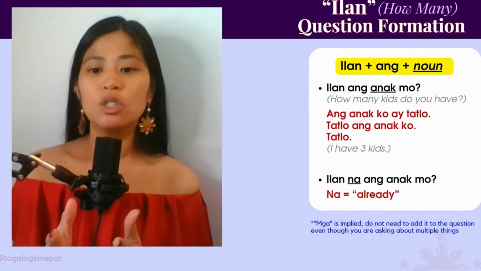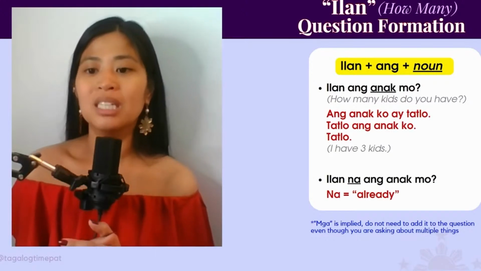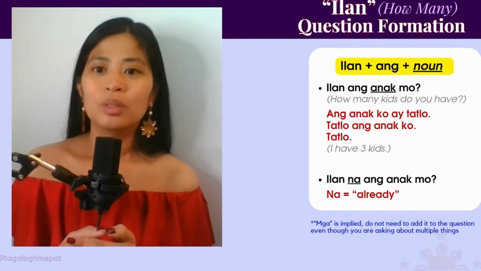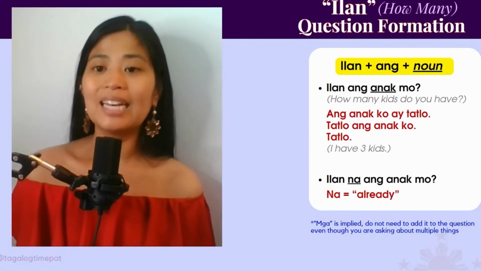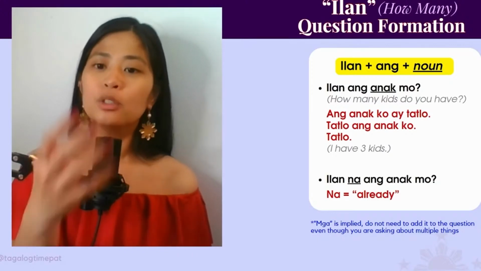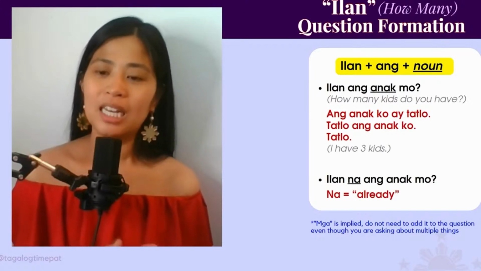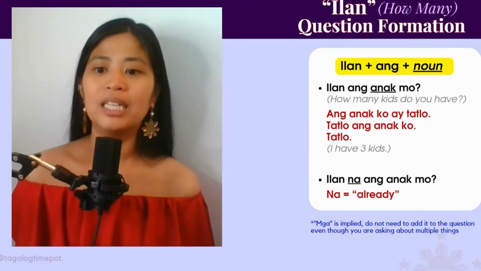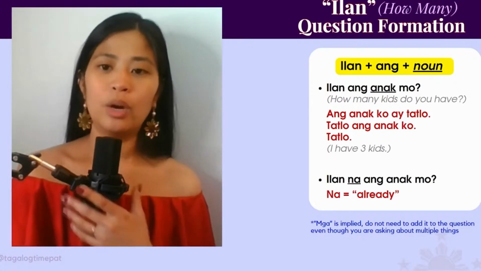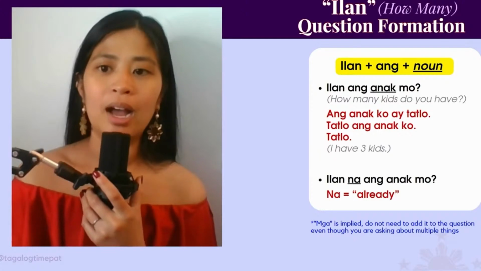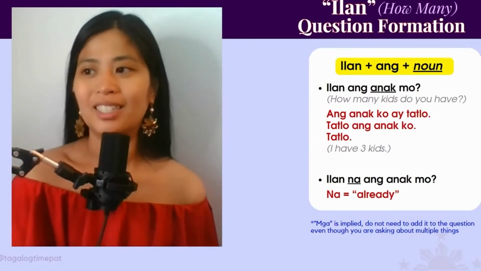But in the question form, you don't have to add mga because it's already implied. So you don't say, ilan ang mga anak mo? You can, it's not wrong, but people drop it and it's just, ilan ang anak mo? How many kids do you have? But it's not incorrect if you wanted to add mga, ilan ang mga anak mo? It's just kind of redundant.